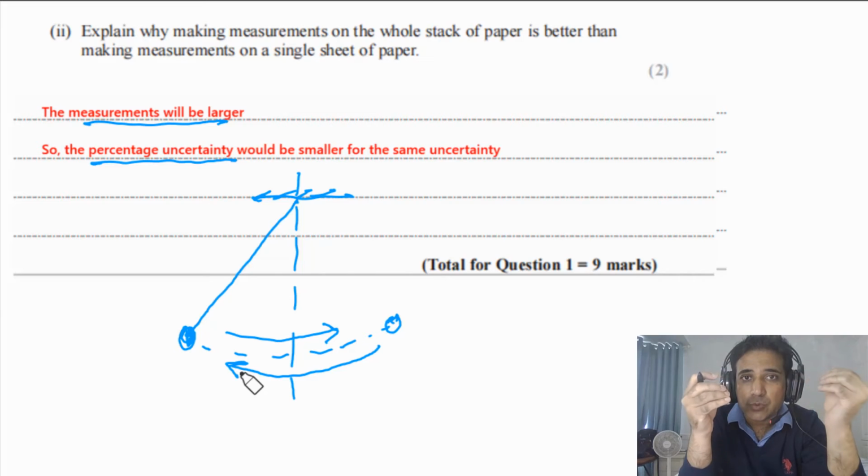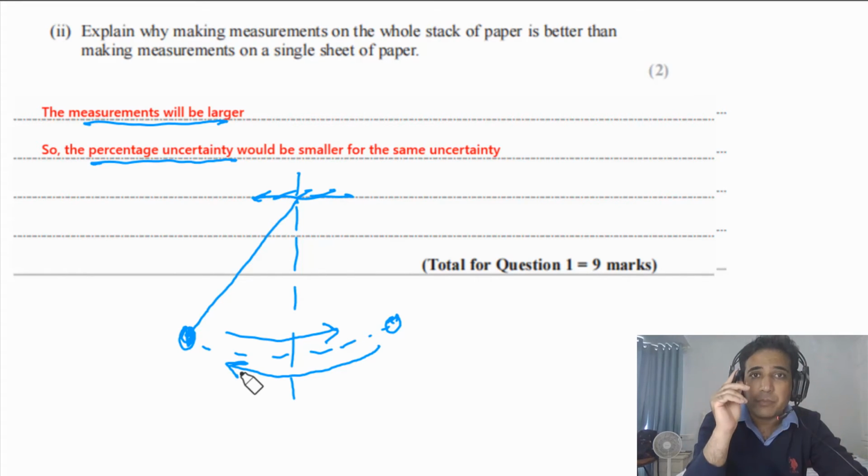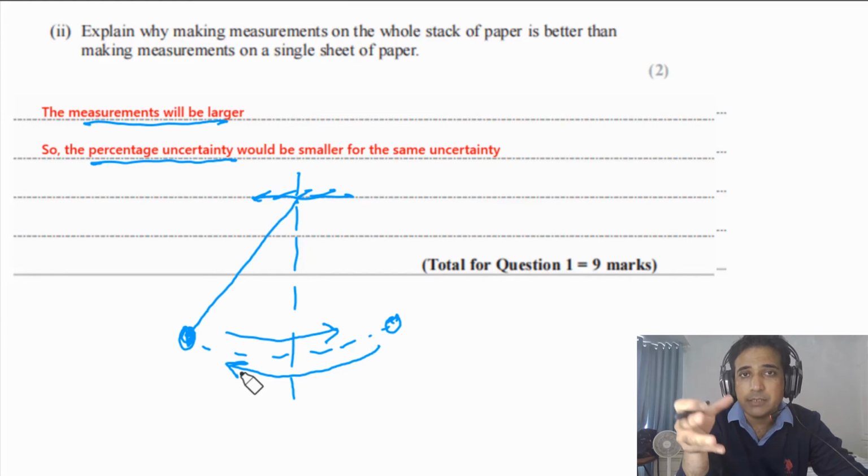So why do we do it like this? The reason is that if we have a higher value of the measurement, we can minimize the percentage uncertainty. The same reason is true for the simple pendulum.